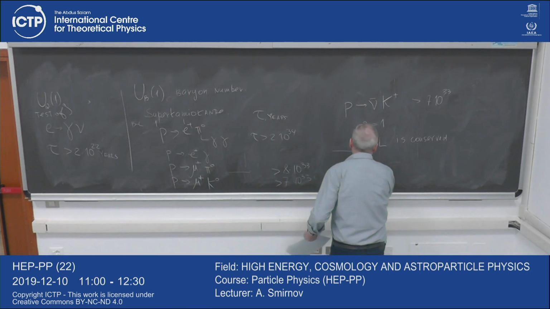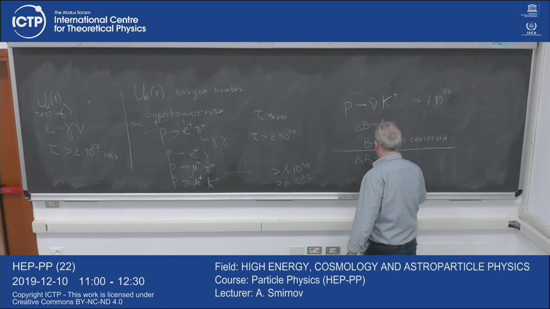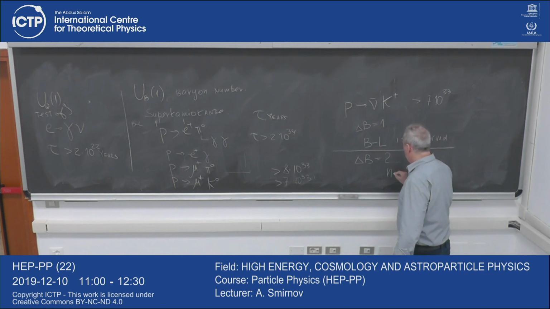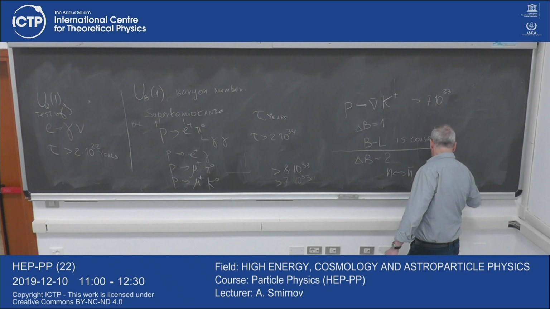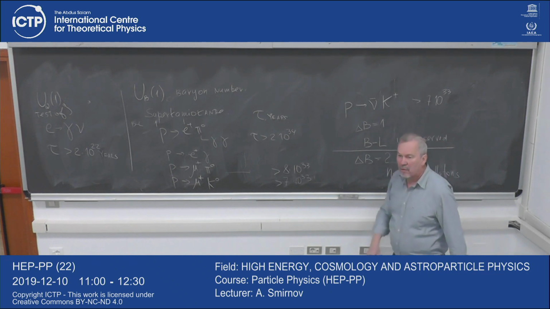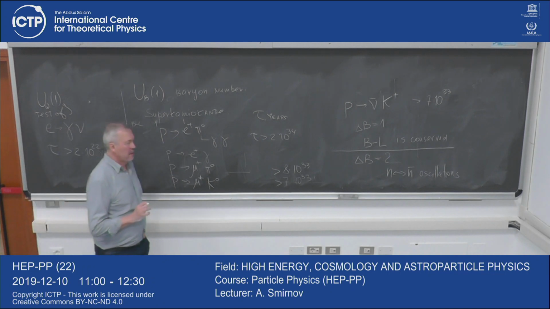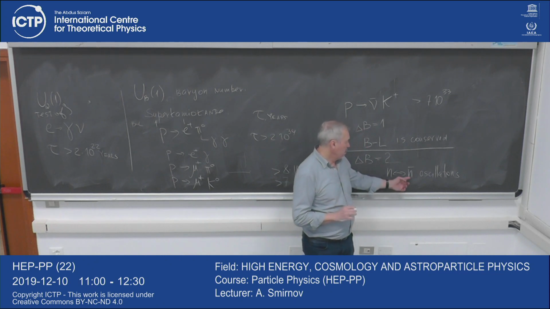People also look for baryon number violation processes with delta B equals 2. An example of this process is neutron anti-neutron oscillations. Of course, if a neutron inside a nucleus oscillates, then it immediately destroys your nucleus. But these oscillations inside the nuclei are suppressed because neutron and anti-neutron have different energies because of the difference of interactions of the anti-neutron.